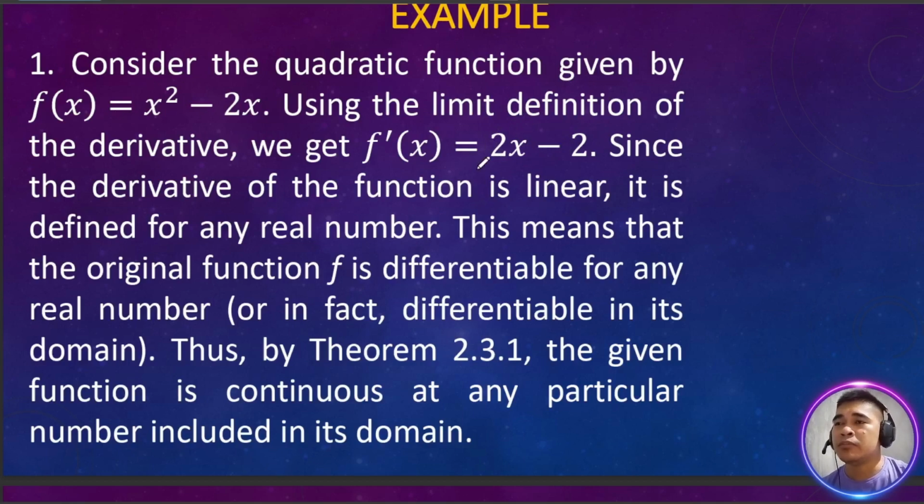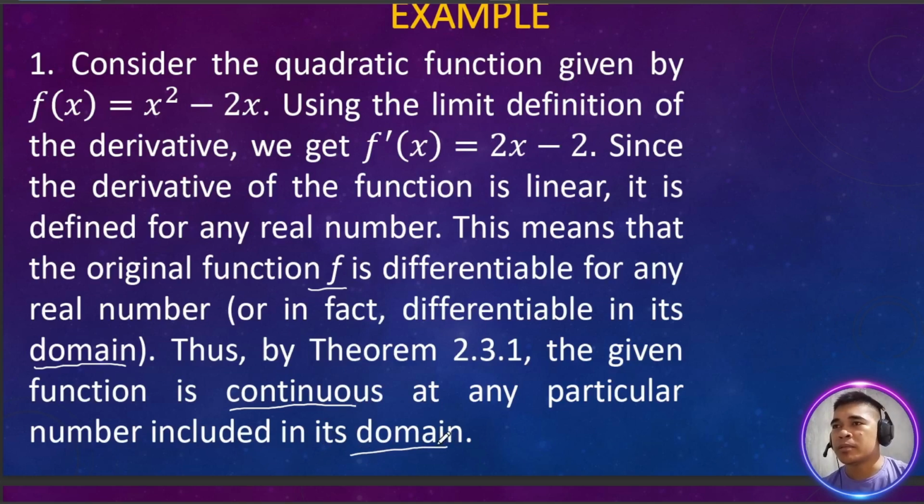Since this is a linear function, it is defined for any real number. So this means that the original function f is what? Differentiable for any real number. Or in fact, differentiable in its domain. Thus, by theorem 2.3.1, the given function is continuous at any particular number included in its domain.